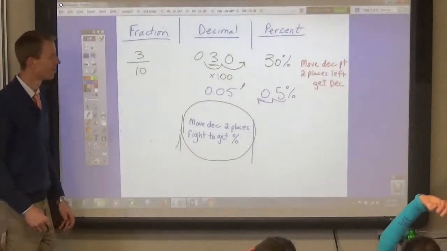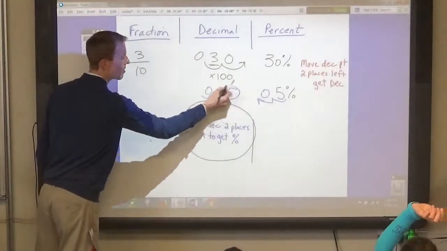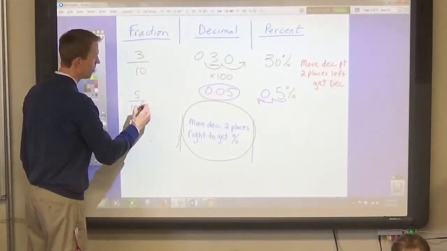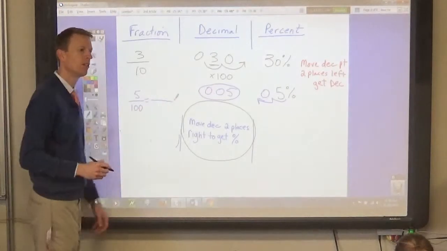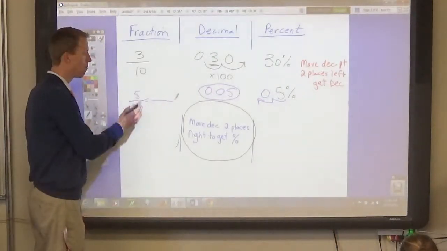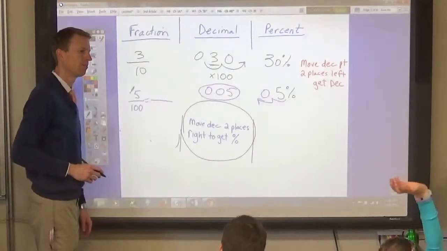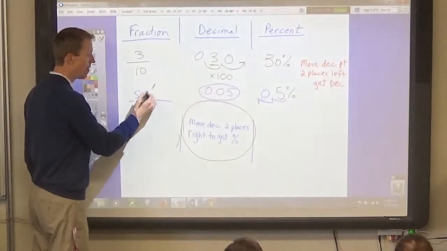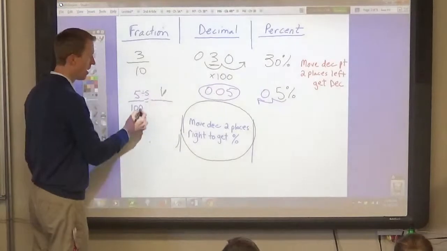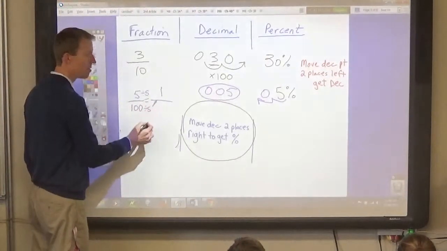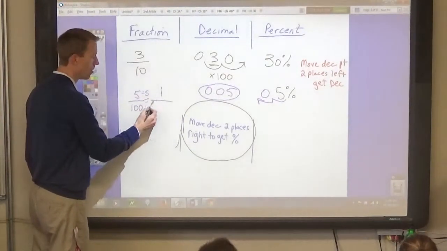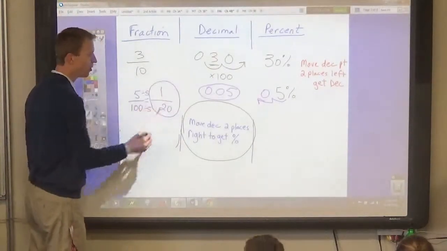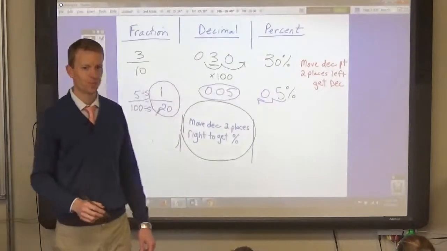Zoe? How would we write 5/100 as a fraction? Good. 5/100. Then reduce it to, what can we divide both of these numbers by? By 5. 5 divided by 5 is? And 100 divided by 5 is? 20. Yep. So it's 1/20. Okay?